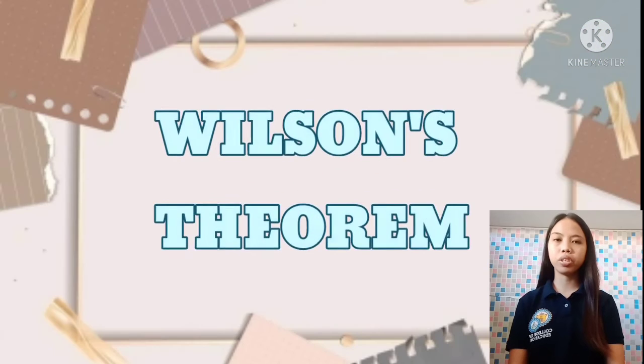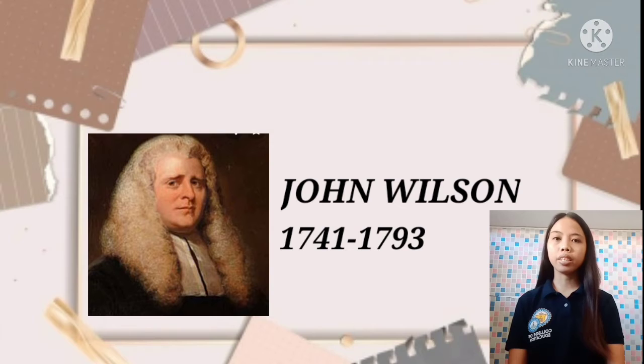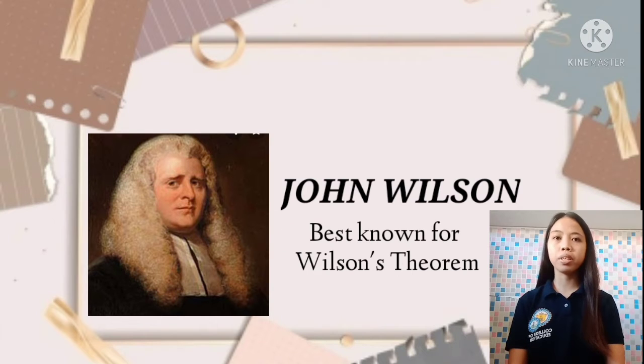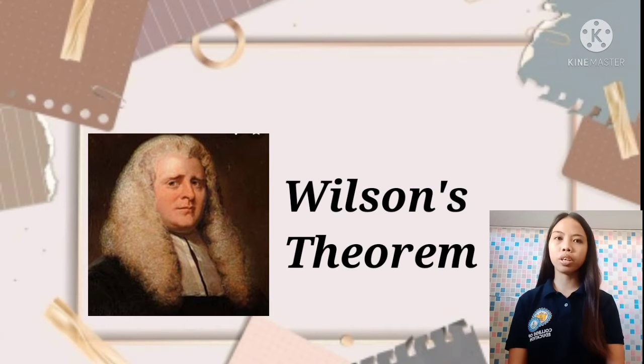So for this video, I am going to discuss Wilson's Theorem. John Wilson was born on August 6, 1741 in England, and he died on October 18, 1793. John Wilson is best known for Wilson's Theorem. If p is prime, then 1 plus (p minus 1) factorial is divisible by p. Wilson's Theorem is named after him.